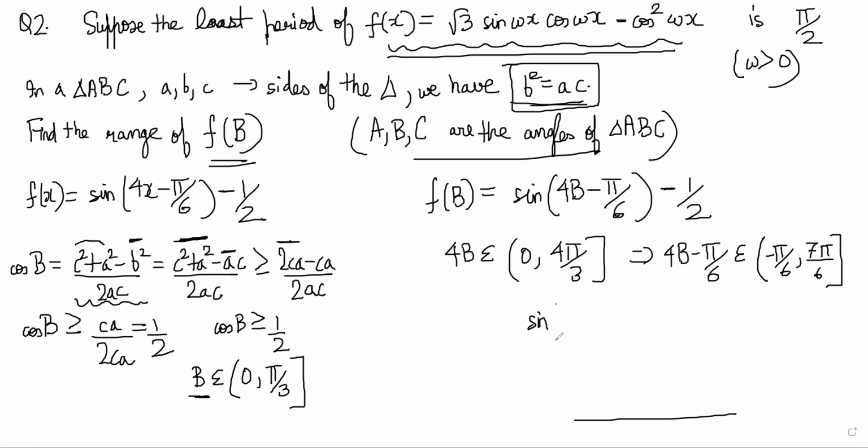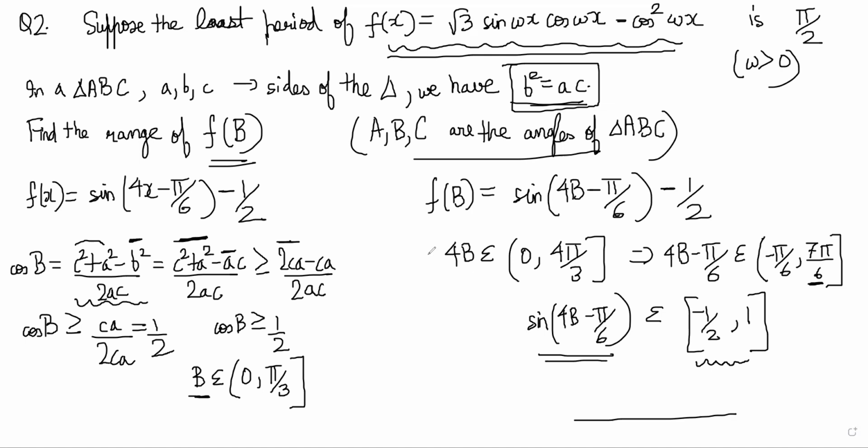And if you take the sine function, sine of 4B minus pi by 6, the values will go from minus half to 1. It will be equal to minus half when you get to 7 pi by 6, right? Sine of 7 pi by 6 is sine of pi plus pi by 6, which is minus half. So this is the range of values of sine of 4B minus pi by 6. And our f of B was, you have to subtract half from it. So the range of f of B, when you subtract half, you get minus 1 to half, right? So finally, our answer is the range is minus 1 to half.